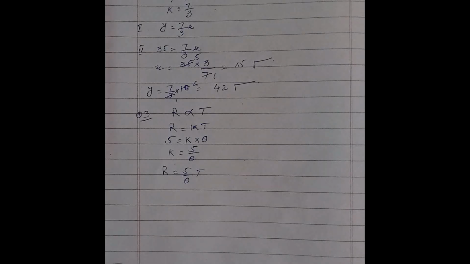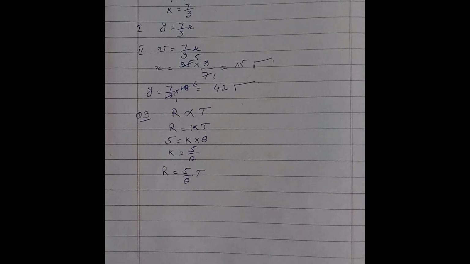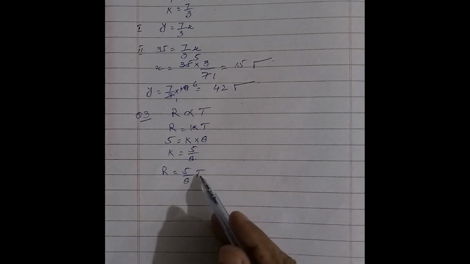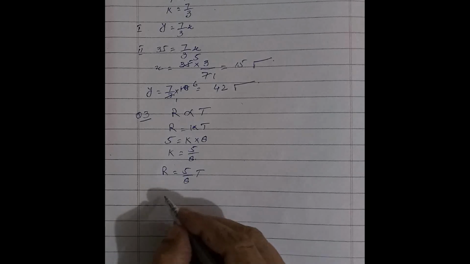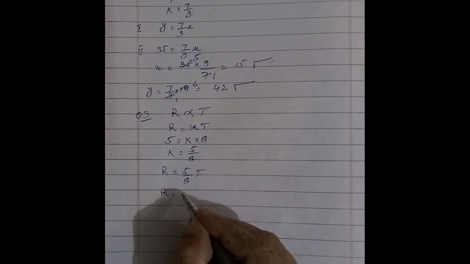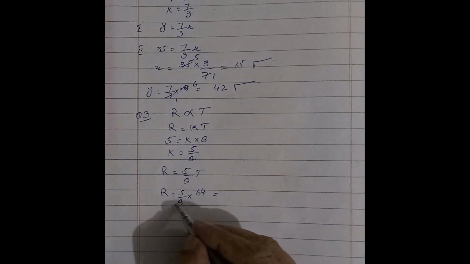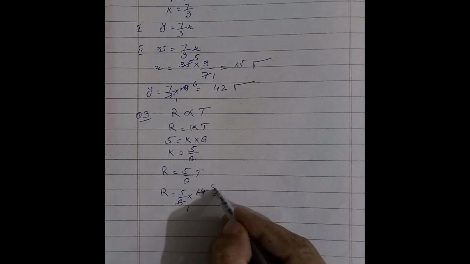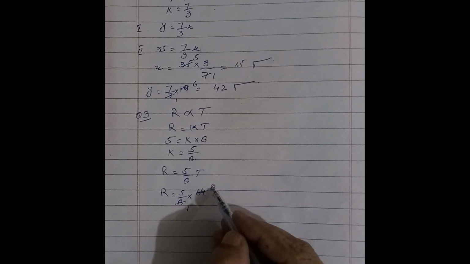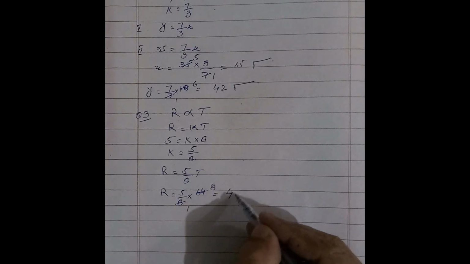Further, find r when t is equal to 64. So we put the value of t, which is 64. Find r. r is equal to 5 over 8 multiplied by 64. Simplify these values. 8 ones are 8, 8 eights are 64, and this 8 multiplied by 5 we get 40.